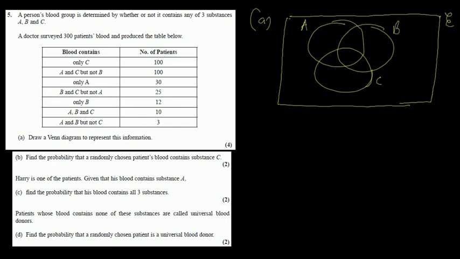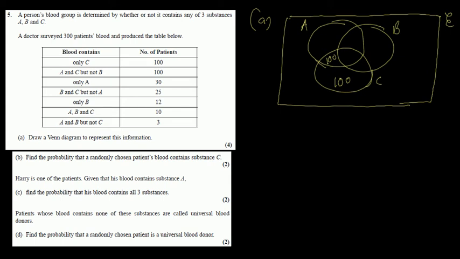A doctor surveyed 300 patients, altogether 300 patients' blood, and produced the table below. Only C. Now remember, when we say C, this is the entire set, but when they say only C, that means C that does not include A, does not include B. Only C is this region. So only C is 100. Then we have A and C, but not B. But not B means we have to remove B from A and C. So only A and C is going to be this region. So that is 100.